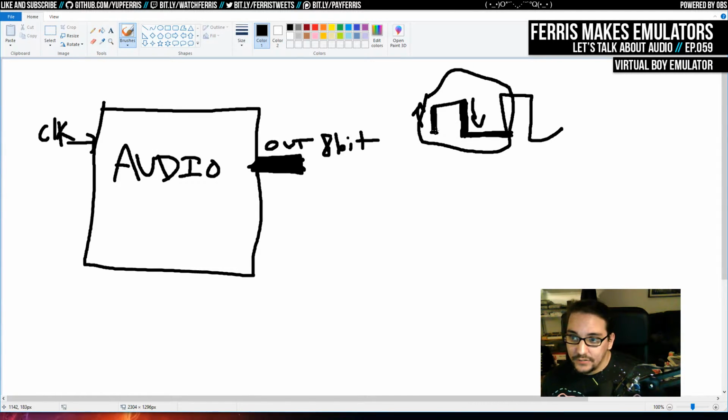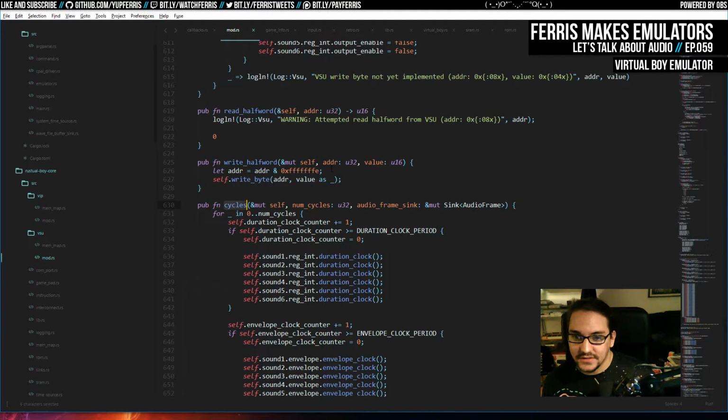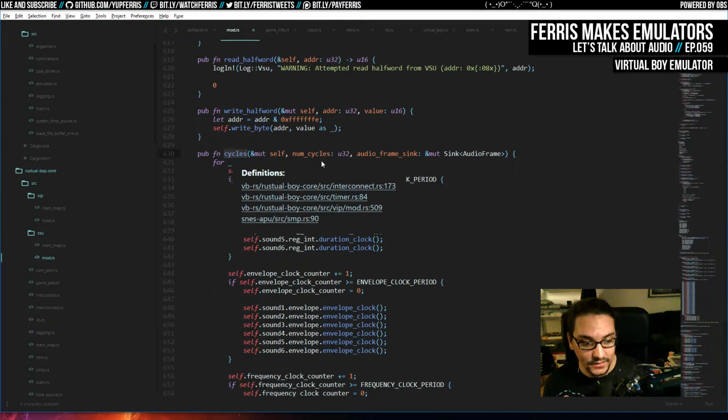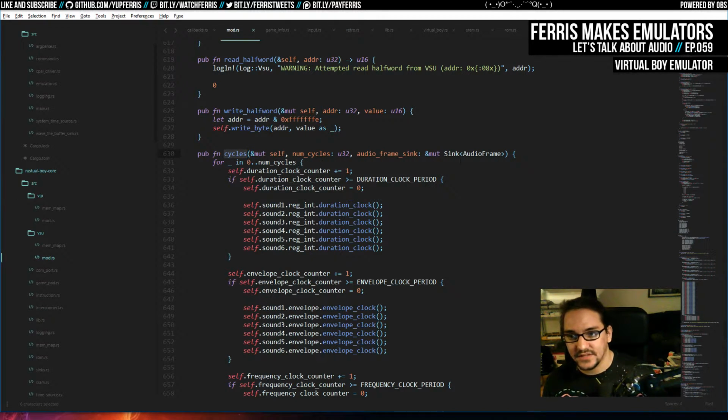But yeah, so in RushBoy, for example, we don't model both edges of the clock. We only model that a cycle happened. So the VSU, which is the sound chip here, just has a function called cycles, and that takes a number of cycles. The reason we do it this way is so we have less call overhead. We don't call this every cycle the machine steps. The CPU will step some number of cycles, and then we tell all the other hardware units that many cycles happened.